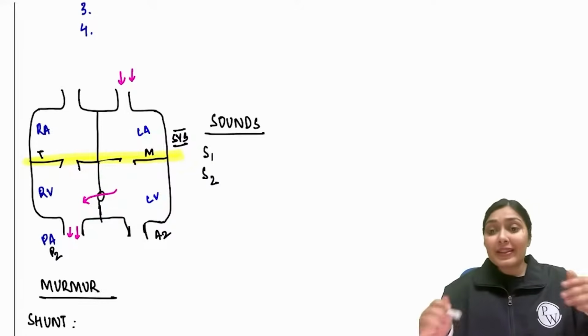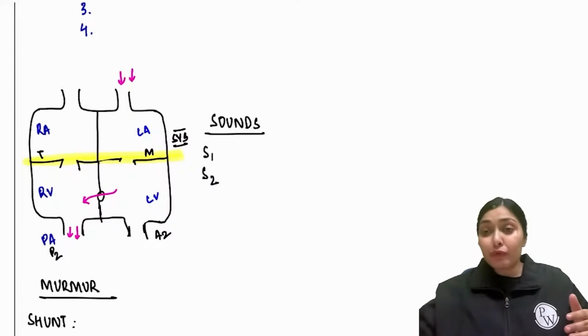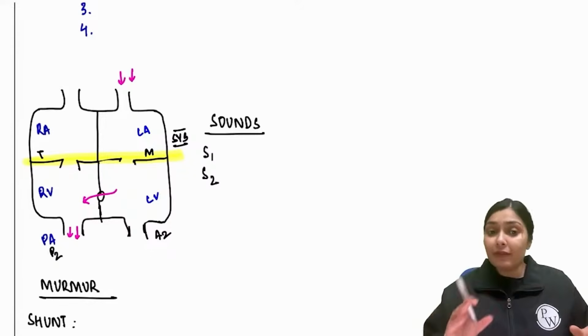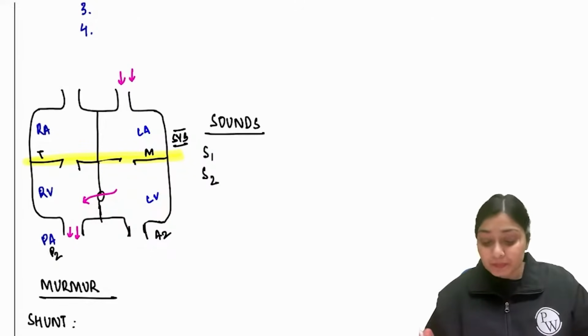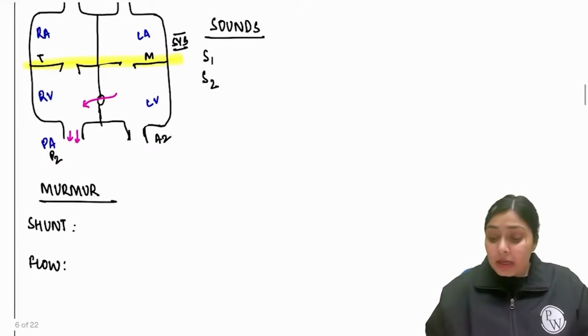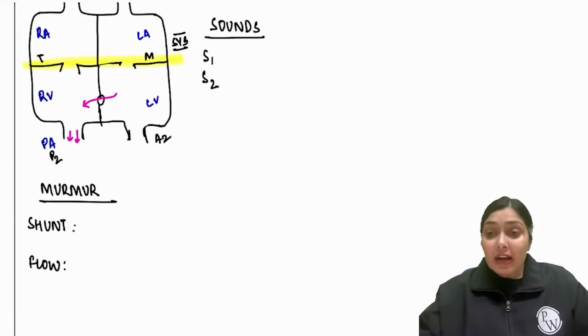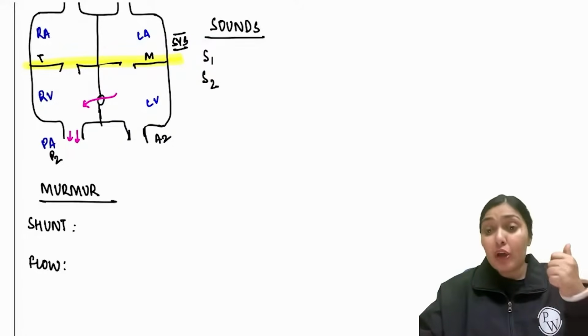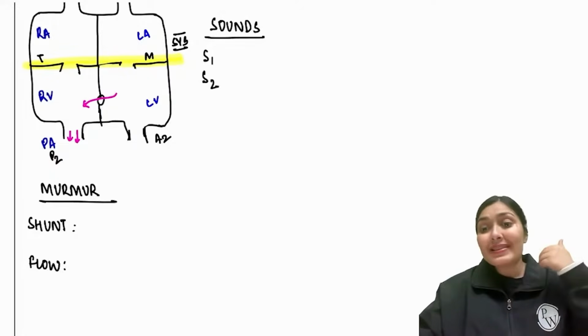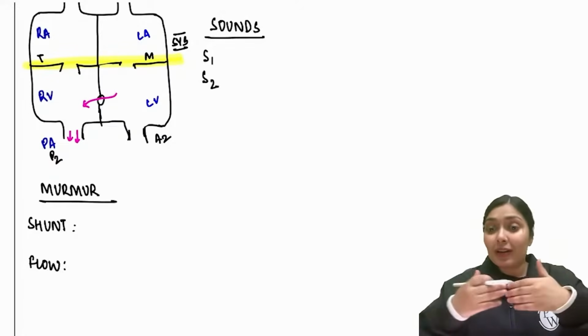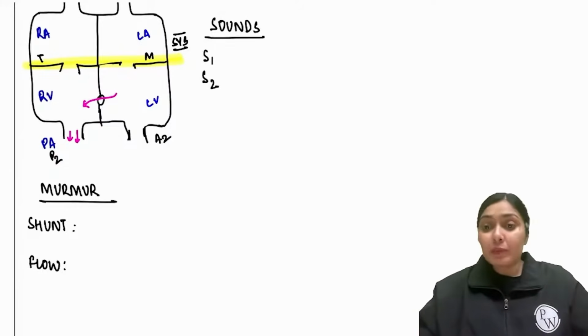Wherever there is some irregular flow or excessive flow through a valve, that sound is going to be abnormal. Now, in heart diseases, we also hear some abnormal sounds apart from the normal sounds. What are these abnormal sounds? These are murmurs. Murmurs are of two types, shunt murmur and flow murmur. Flow murmur will happen whenever there is excessive flow through that valve. Through that door, if there is extra flow, there will be a murmur.